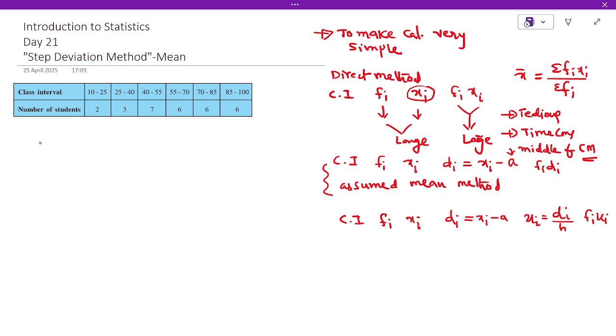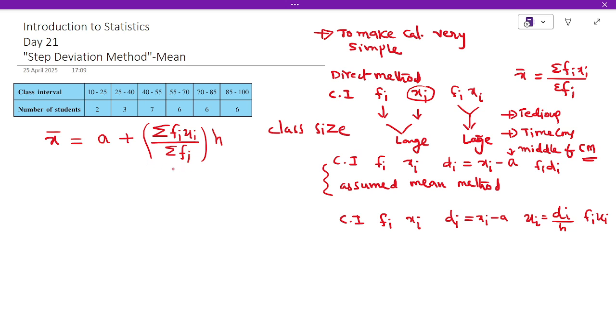Essentially, the mean formula from the step deviation is: we use the same a, the assumed mean, and make changes only in the second part. What is that second part? We take the sum of the product of fi ui and divide by sigma fi, and this is multiplied by h, which is nothing but the class size. Clear? This is called the step deviation method.